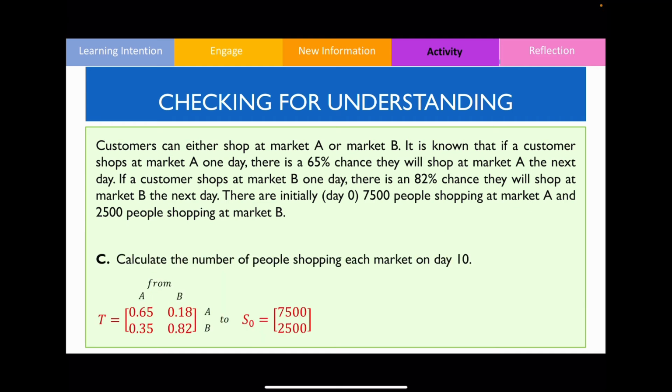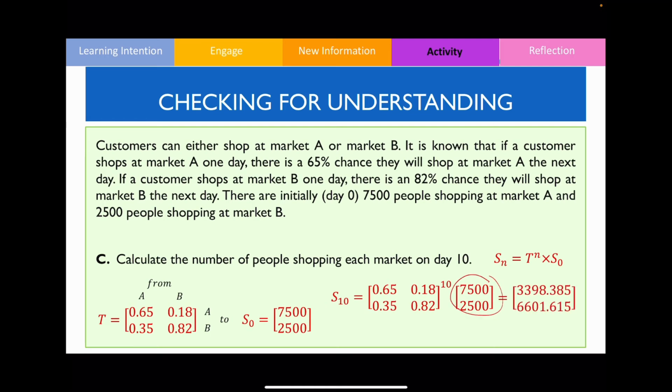Part C of this question wants us to calculate the number of people shopping at each market on day 10. Notice that it doesn't actually ask us to use the recurrence relationship at all. So we could use the explicit shortcut rule. If you may recall, the rule was Sn is equal to T to the power of n multiplied by S0. So if I'm trying to find S10, I'll put the value of n as 10 and multiply this by my initial state matrix. Therefore, you'll get to this answer over here. Similarly, we need to round these values to the nearest whole number. And therefore, you'd say there's going to be 3,398 customers at shop A and 6,602 customers at shop B on day 10.